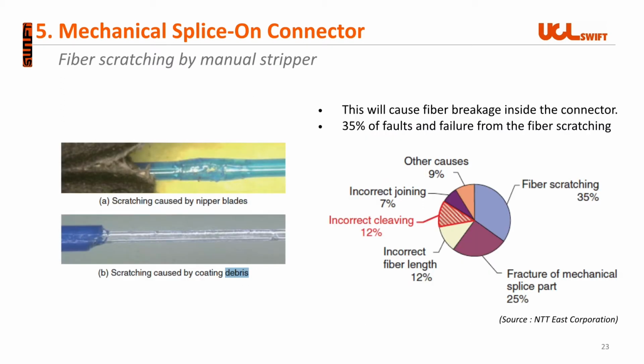Fiber scratching by a manual stripper will cause fiber breakage inside the connector, and 35% of faults and failures come from fiber scratching, according to an NTT report.